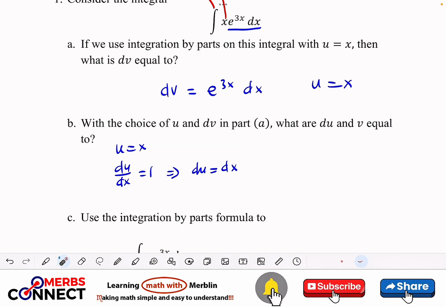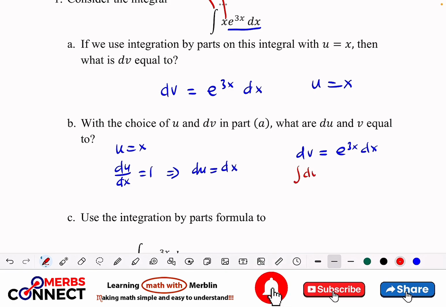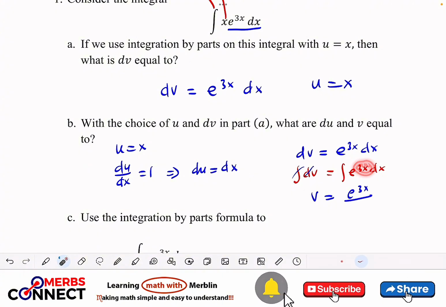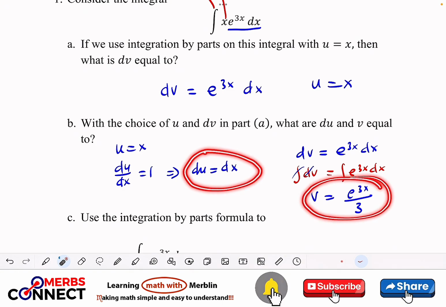I can also use this to get my V. How am I going to do that? Having dV equal to e to the power 3x dx, I'm going to integrate, because this is d, meaning that we've differentiated the function. So just integrate both sides, and the integral will cancel the d. So I'm going to have V. When I integrate an exponential function, we know how to do that: maintain the function and divide it by the derivative of what is on top, which is going to be 3. Here we are not going to add plus C. So this is our dU and this is our V.